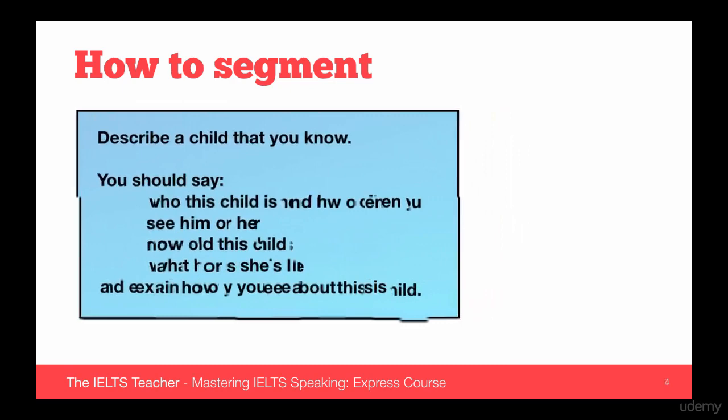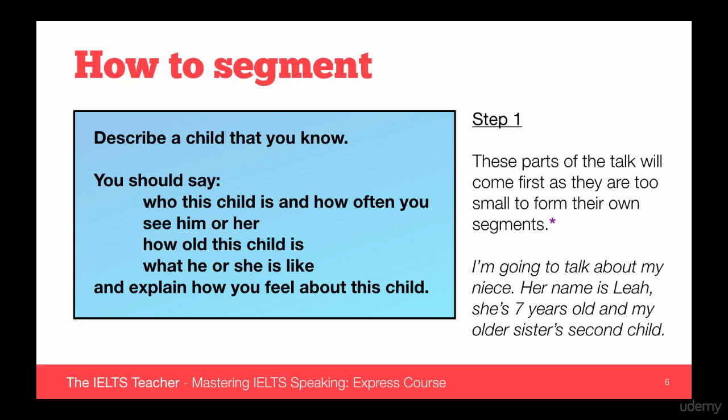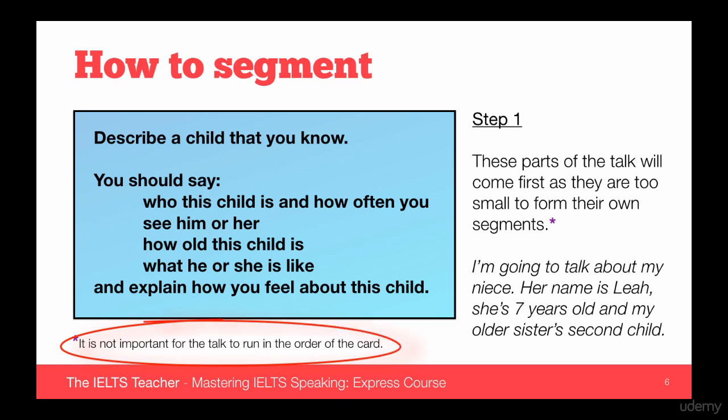Of the talk will come first, as they're too small to form their own supported segments. So they're just going to all appear at the beginning. It doesn't matter that how old the child is comes after how often you see them. So the talk does not need to run in the order of the card. So the introduction to your talk may look something like this. I'm going to talk about my niece.